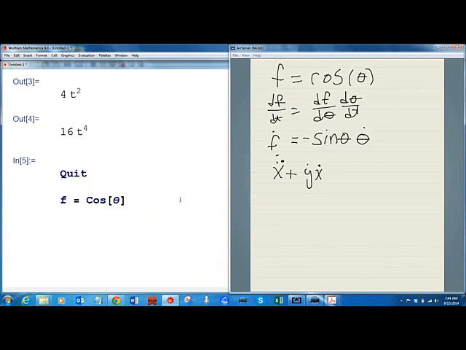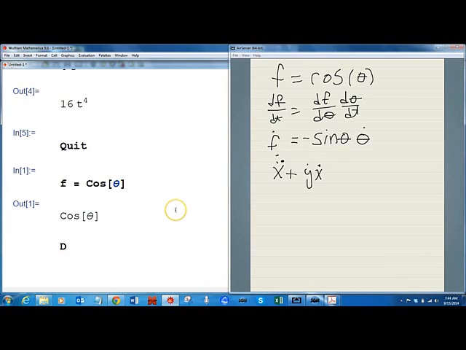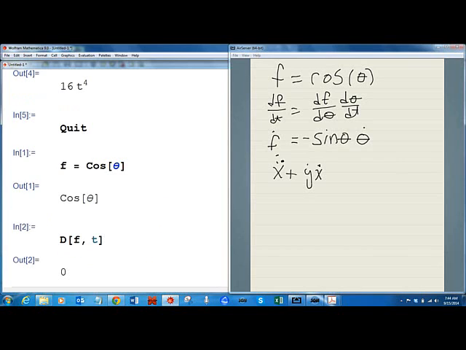Okay, so in Mathematica, how would I do it? Well, what I'm going to do is define my function like this. And then I'm going to say I want to take a derivative of f with respect to time. How come it doesn't come up right? Well, it's with respect to time, yeah.